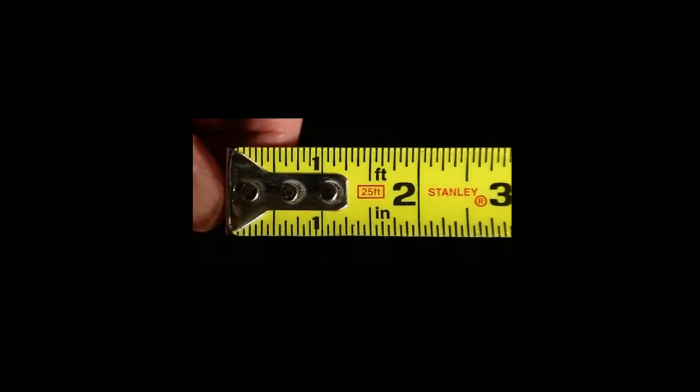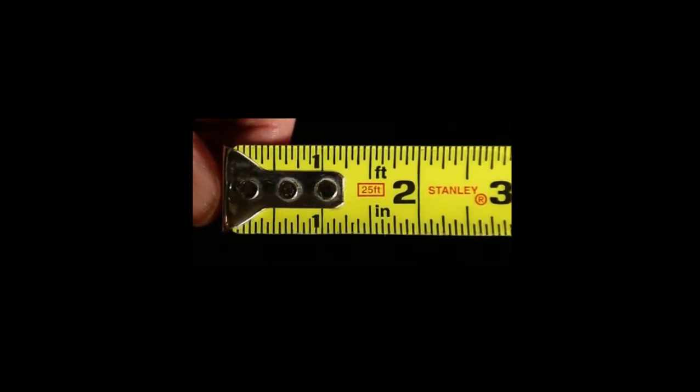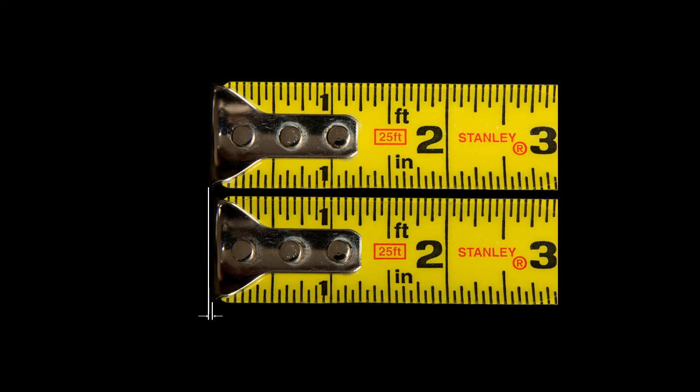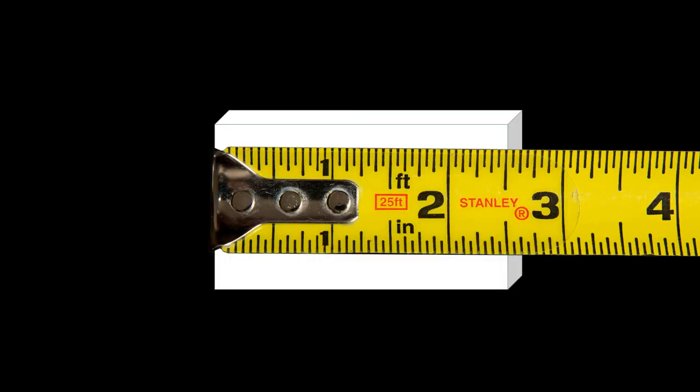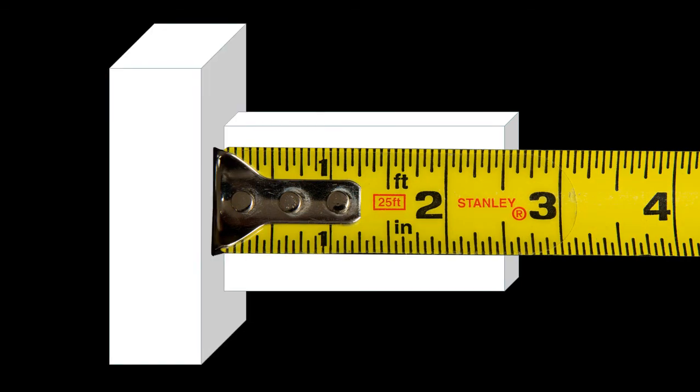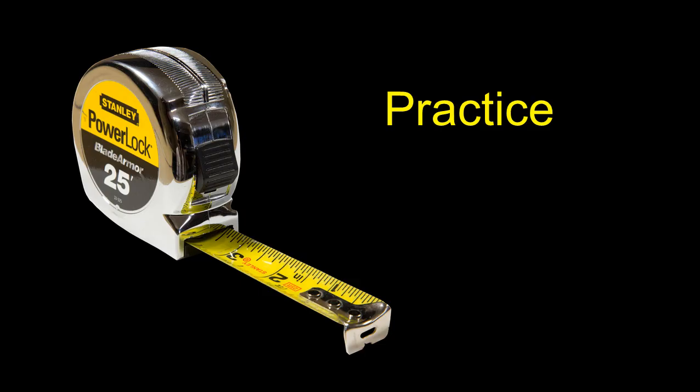If you look closely at the hook on the end of a tape measure, you will notice that the hook slides left and right. It is designed to slide the distance of the thickness of the hook. When using the hook to measure from the end of an object, the hook is extended out. When measuring against a surface, the hook is pushed in. The more you practice reading a tape measure, the quicker and easier it will become.